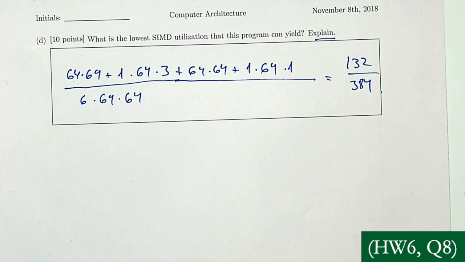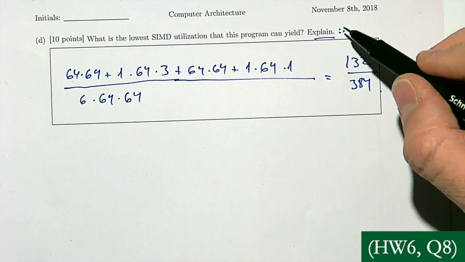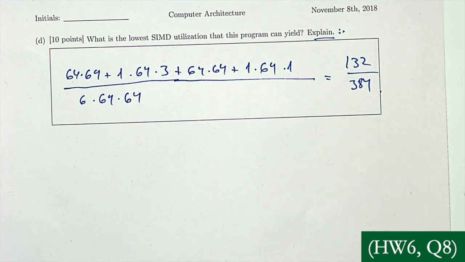You also need to explain, but you know the explanation, right? One thread is greater, one thread is lower, and the rest are equal, right? But do not forget to explain what you're doing and why you are reaching some particular result. Any question?